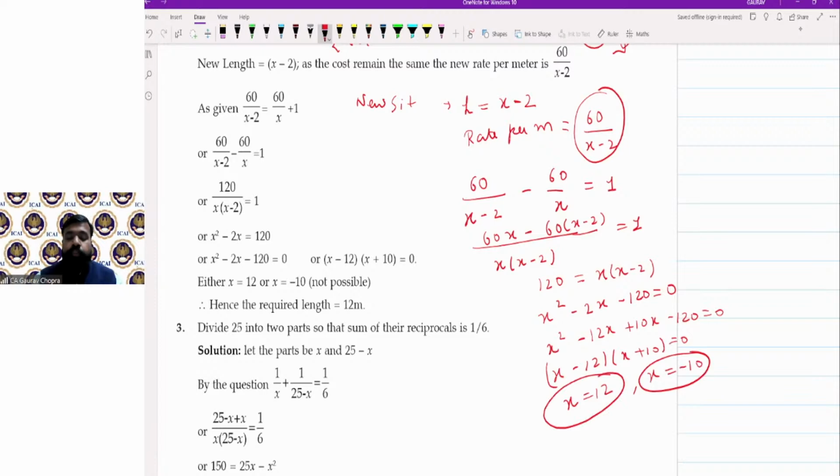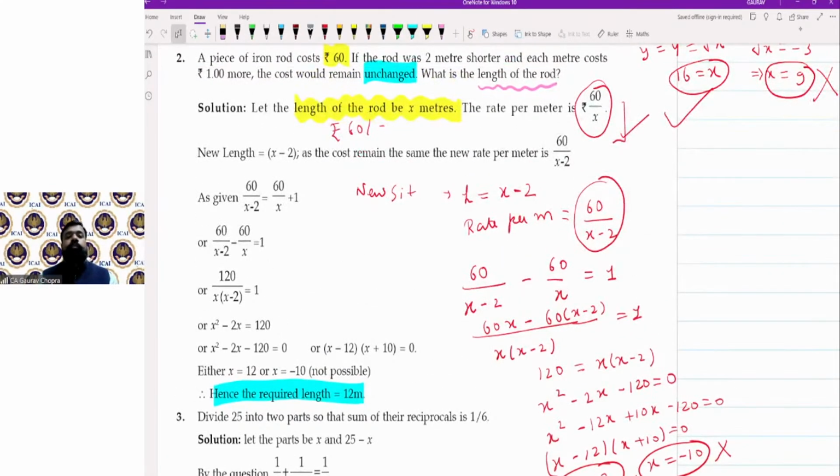So length of the rod will always be positive. It can never be negative. So we have to take the value as 12. So therefore, the length of the rod will be 12 meters. It will be 12 meters. So let us consider this once again.